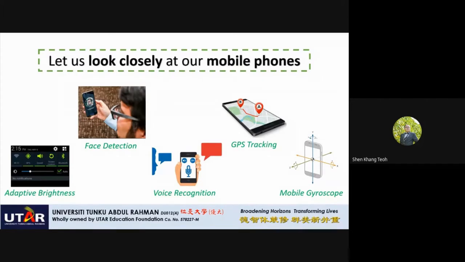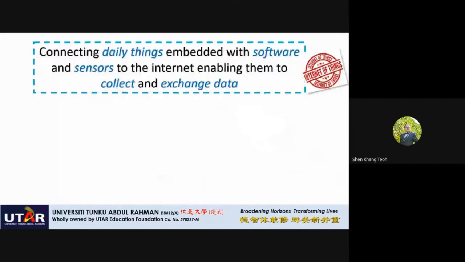When these features come together, it can bring in a better system rather than functioning individually. That's what Internet of Things is. Basically, it's a platform where we can connect daily things which are embedded with software and sensors to the internet, and this in turn enables them to collect and exchange data between them.